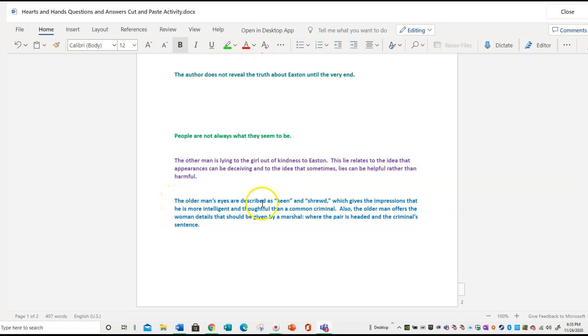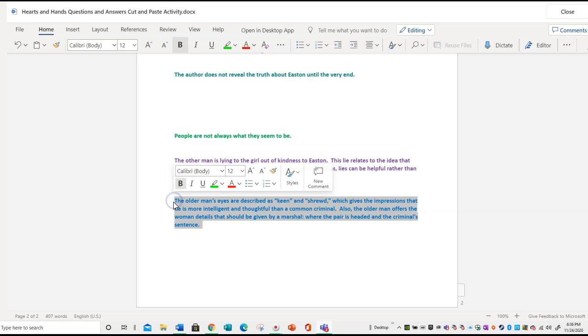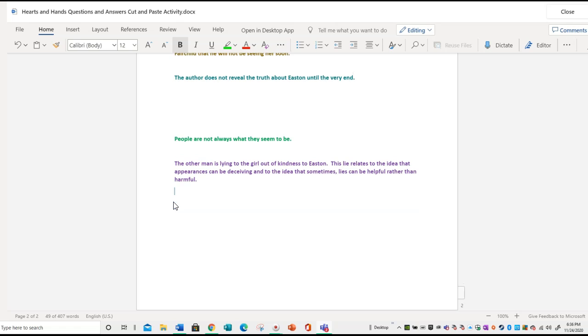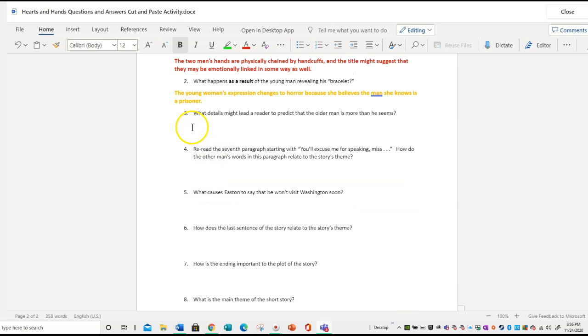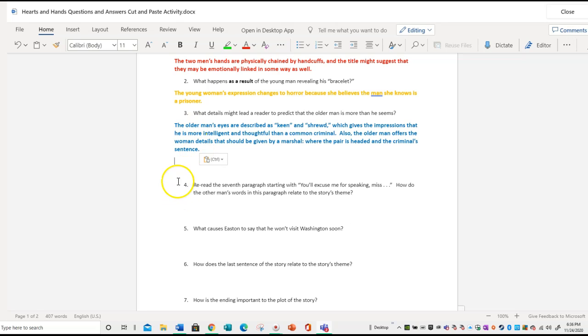The older man's eyes are described as "keen" and "shrewd," which give the impression that he is more intelligent and thoughtful than a common criminal. Also, the older man offers the woman details that should be given by a marshal, where the pair is headed, and the criminal's sentence, because that's what he's focused on, because he is the marshal. So I'm going to Control X, and that is something you should keep using. Control V. Boom. Does that fit? Why, yes, it does fit.